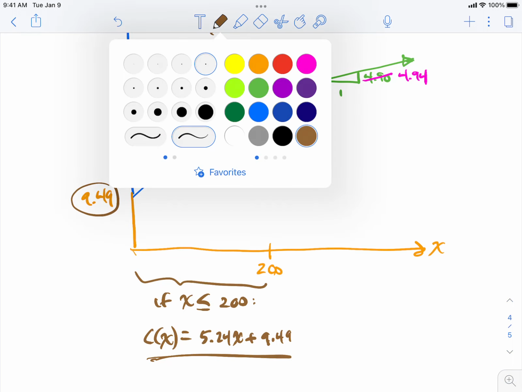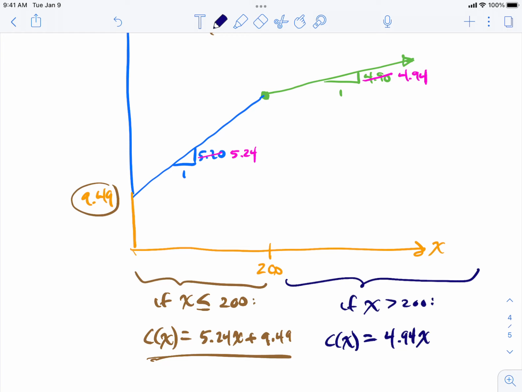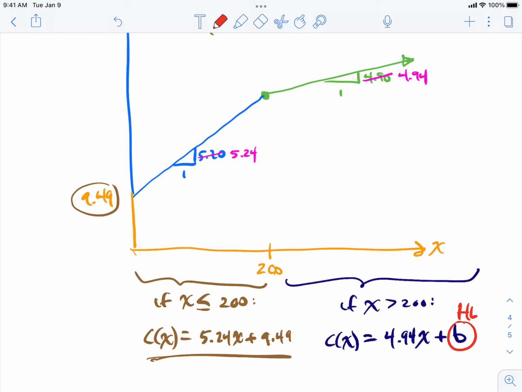Now, let's use an even differenter color. What's happening out here? This is if x is greater than 200. What's my cost structure here? Well, I know the slope out here too. Woohoo! I know the slope. It's 4.94 per gallon. So 4.94x plus, now here's the problem. Hey! You don't know what that b is.